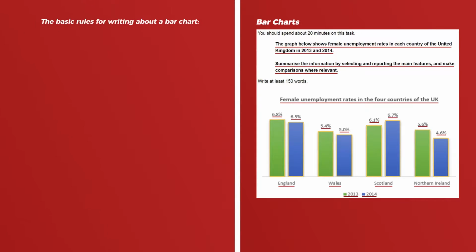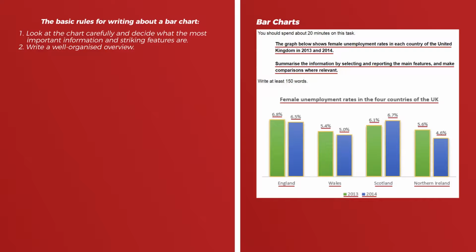Here are the basic rules for writing about a bar chart. Look at the chart carefully and decide what the most important information and striking features are. Then, write a well-organized overview. Include data to support the key points. Use an academic register or style. Write at least 150 words. Complete the task in about 20 minutes.